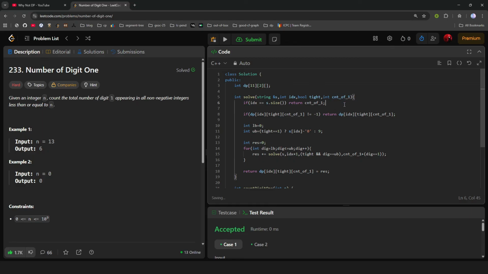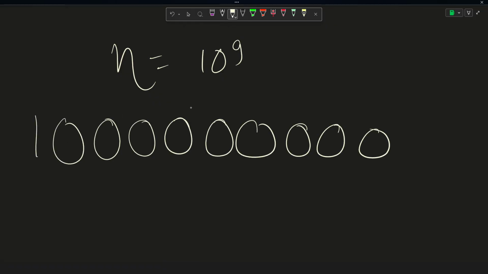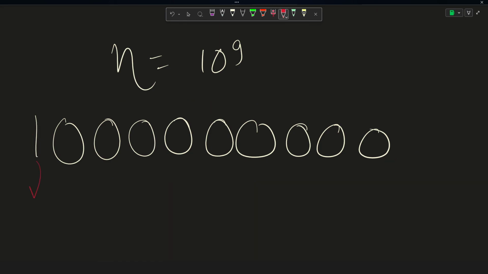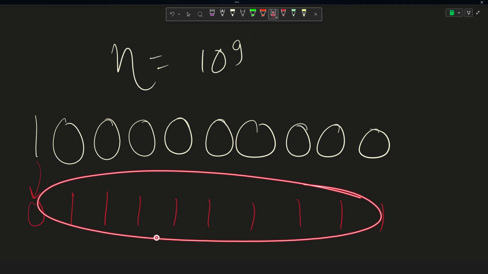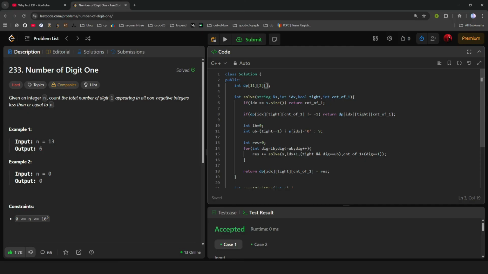And finally the count of 1. Since the value of n can go up till 10 to the power 9, that is 1 and 9 zeros, the maximum number of ones that can be present is when the first digit will be 0, and every remaining digit will be 1. So this will be the maximum case, that is 1 2 3 4 5 6 7 8 9. So a total of maximum 9 ones can be present, right? In order to access this 9, we must declare a size of at least 10. This will be nothing but 10.